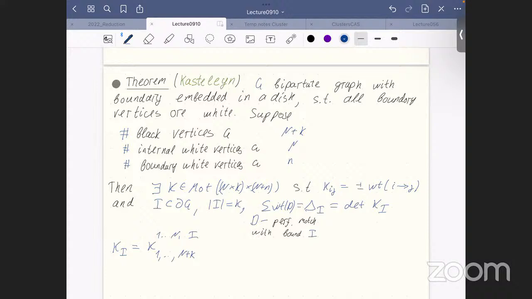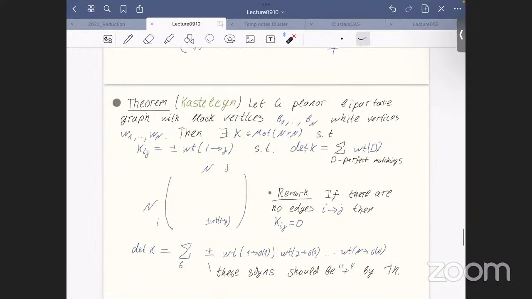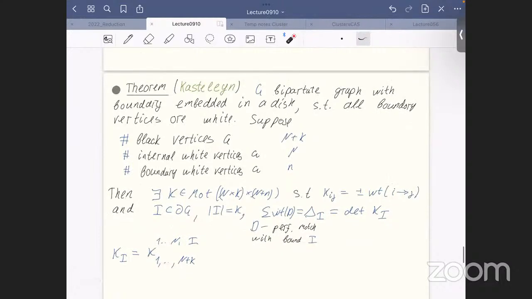For example, if small n is equal to k, then in order to have a perfect matching, we have to pick all boundary vertices. And this theorem just reduces to the previous one. But in principle, this is a generalization. Straightforward, but still.